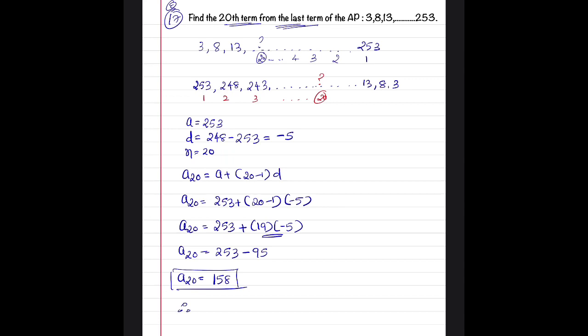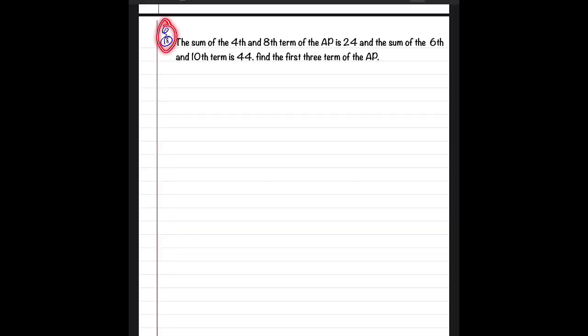So, therefore, the 20th term from the last term is 158. That is the answer.